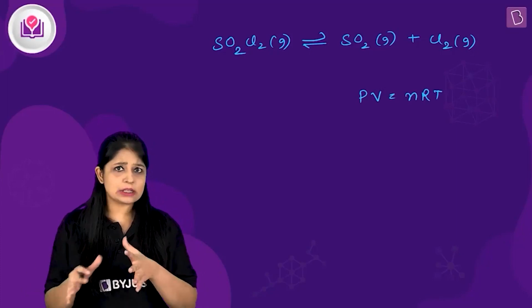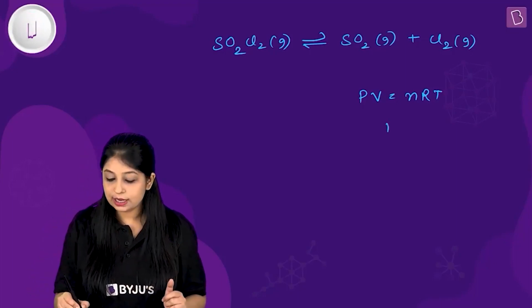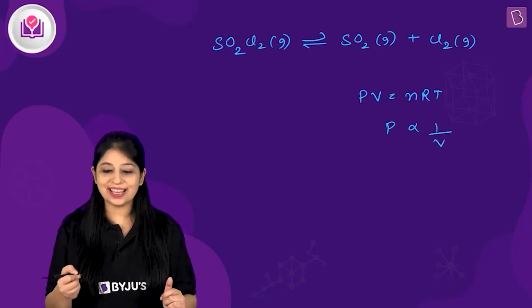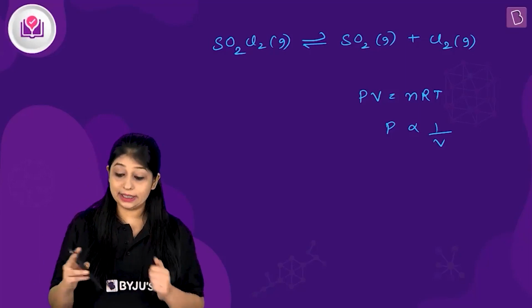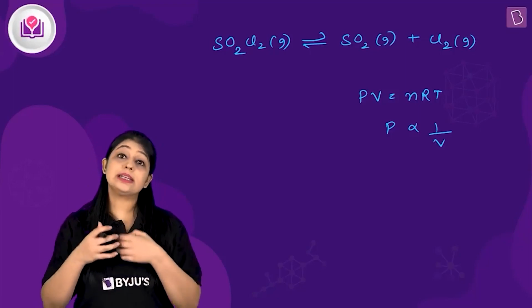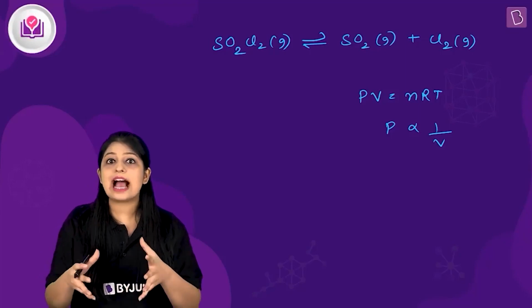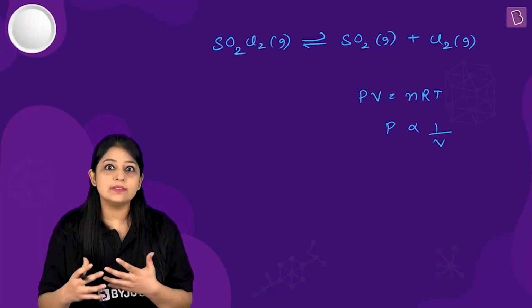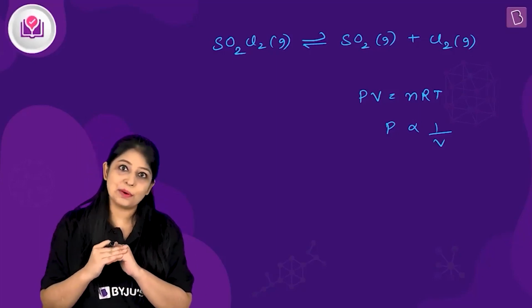And if everything else is constant in nRT, we are considering the temperature is constant, right? So pressure is inversely proportional to volume. So if the volume is increasing, the pressure will decrease. Now, since the pressure will decrease, the system, the reaction vessel, will not be at equilibrium. It will try to achieve its lower energy point, which will be the equilibrium point.